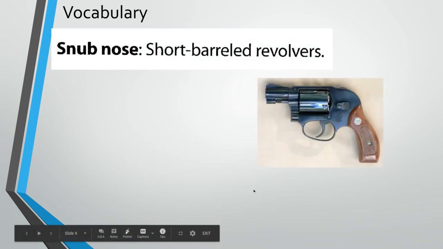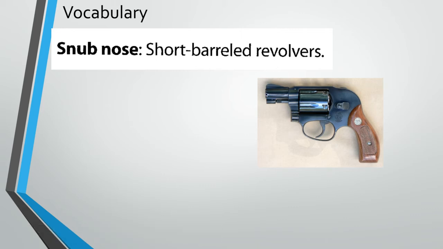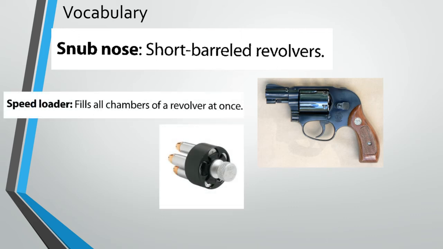A snub nose pistol or snub nose revolver basically just has a shorter barrel. Again, that's going to give it less accuracy and less range. Speed loader is a term used in ballistics for a mechanism that fills all the chambers of a revolver at once.